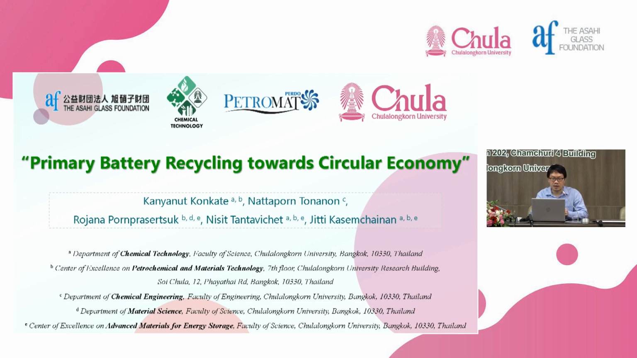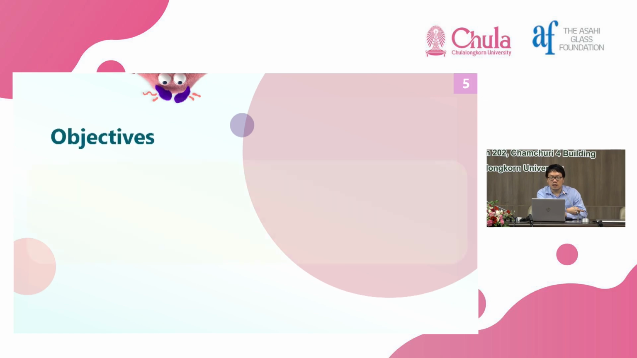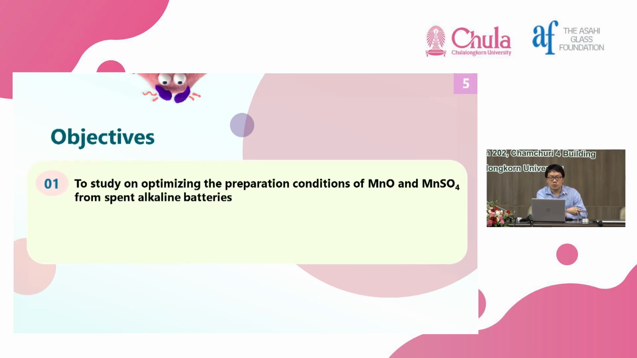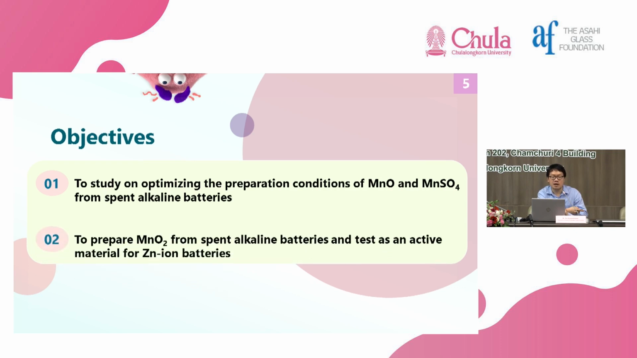talk about later. So the outline of my talk today would start from the objectives of this research, and then the introduction, methodology, results and discussion, and then the conclusion. The objectives are first to optimize the preparation conditions for the manganese compounds, like manganese oxide and manganese sulfate, from the spent alkali batteries, and then to prepare the manganese dioxide from the spent alkali batteries and test it as an active material in zinc-ion batteries.